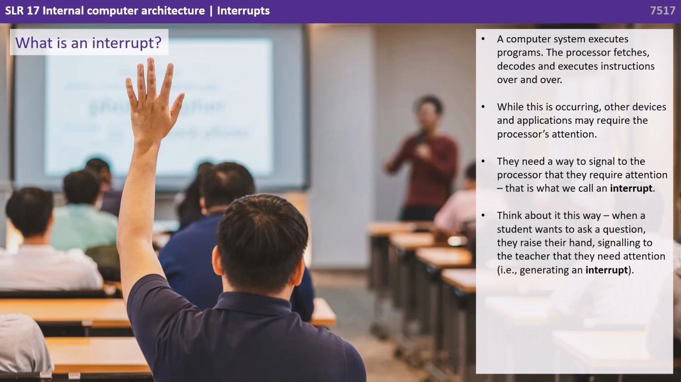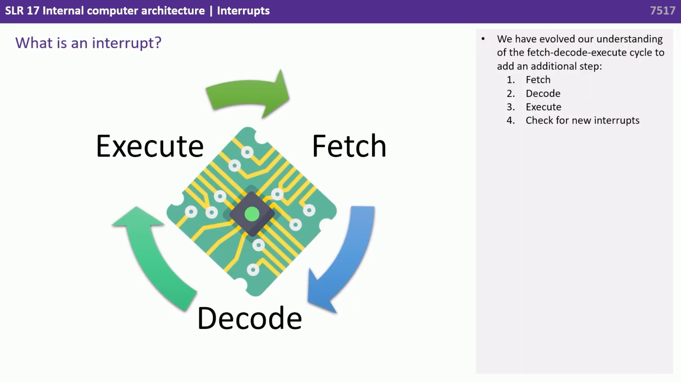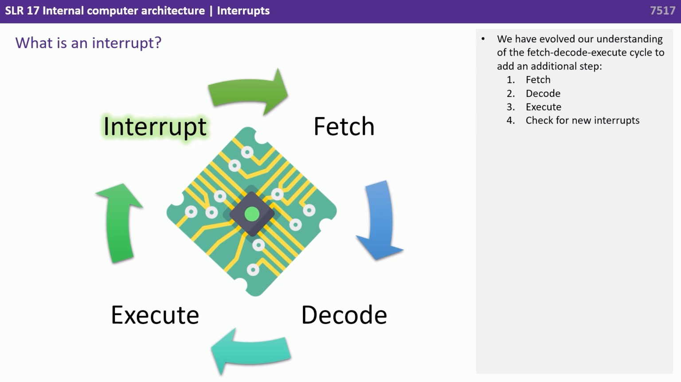Think about it this way. When a student wants to ask a question, ideally they raise their hand, signaling to the teacher that they need attention, thus generating an interrupt. We have now evolved our understanding of the fetch, decode, execute cycle to effectively add an additional step: fetch, decode, execute, and check for new interrupts.